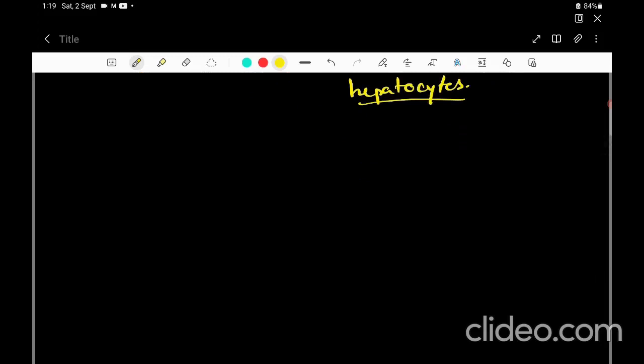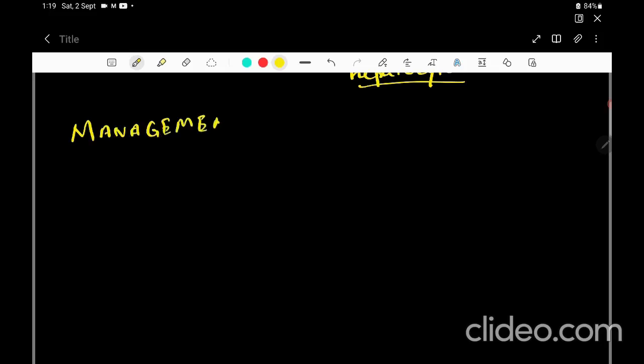Now let us come to the management of hepatitis B. First, we will discuss the primary drugs which we use for management of hepatitis B. Then I will move to a few peculiarities of treating different cases of hepatitis B. So, management. Drugs.